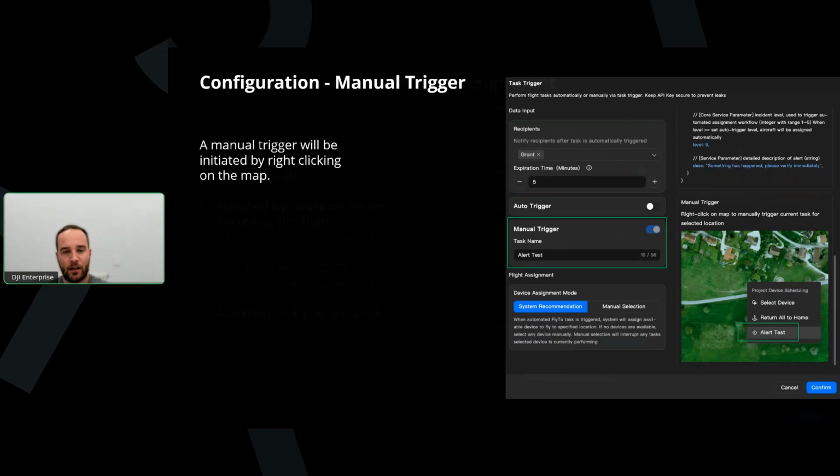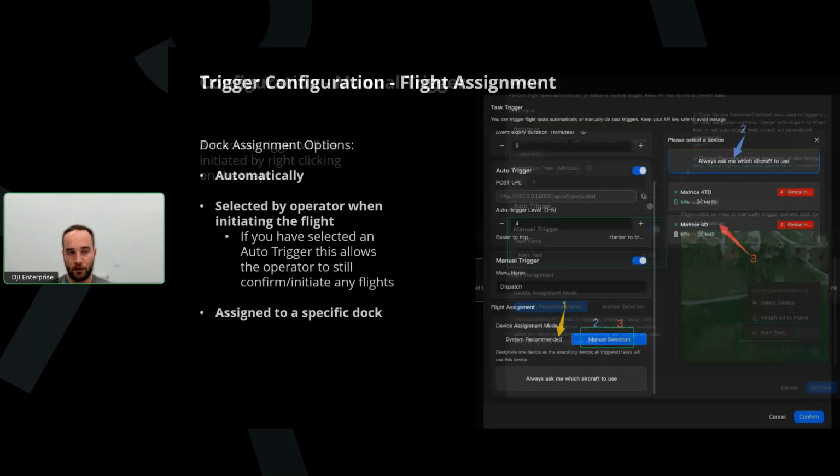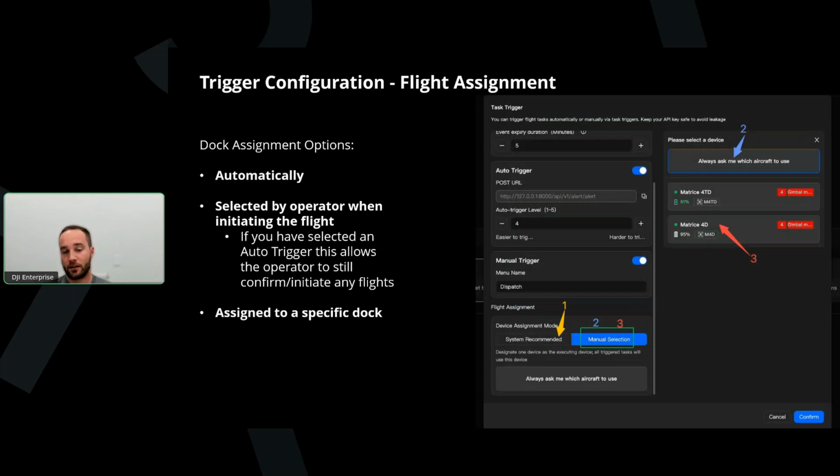And then next up we have our device assignment mode, right? If you select system recommended, that's just going to automatically designate a device. Or you can select manual selection, and from there you could either always have the system ask you which aircraft to use, or you could designate a specific dock that's always used, right? Maybe you have a security camera that's right next to a dock, and you know it's always going to be this dock, so you can go ahead and select it. Or you can have the system always ask you which aircraft to use if you want a prompt there in between a dock automatically launching, right?